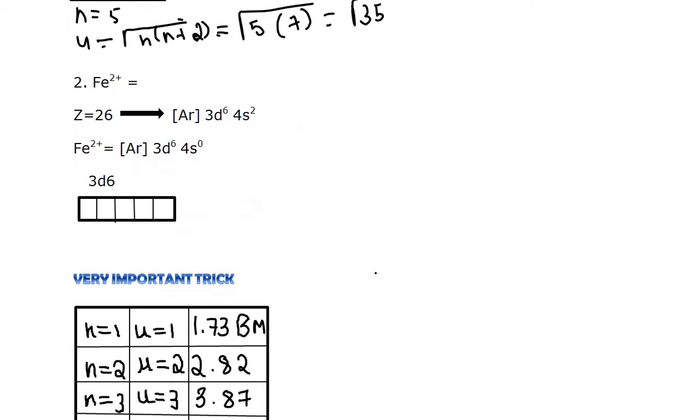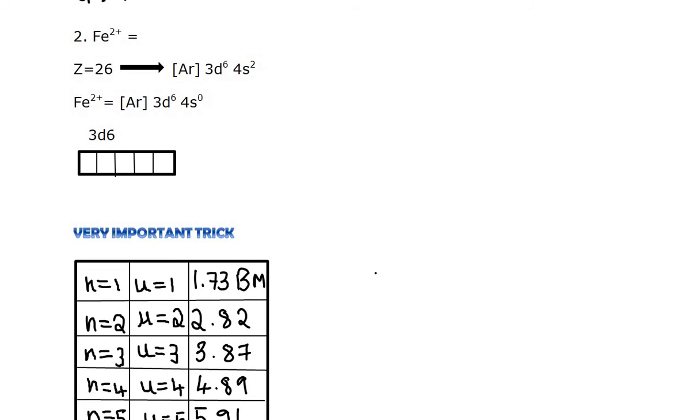Square root of 35. Let's keep the square root of 35 like that only, and we shall move to the second question, which is Fe2+. We know that the atomic number of iron is 26 and the electronic configuration of iron is [Ar] 3d6 4s2. So the Fe2+ electronic configuration is [Ar] 3d6 4s0. Now we fill the electrons, 1, 2, 3, 4, 5 and 6. How many unpaired electrons are there? There are 4 unpaired electrons, that is n is equal to 4.